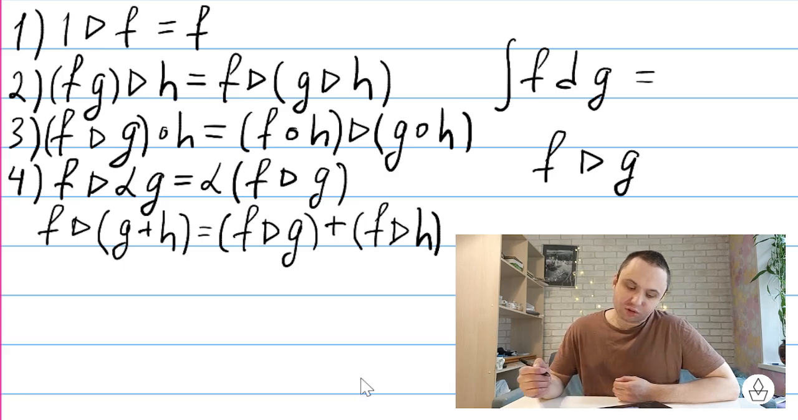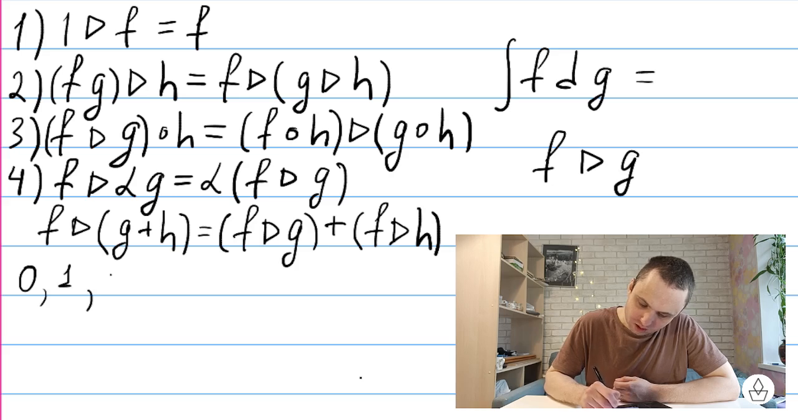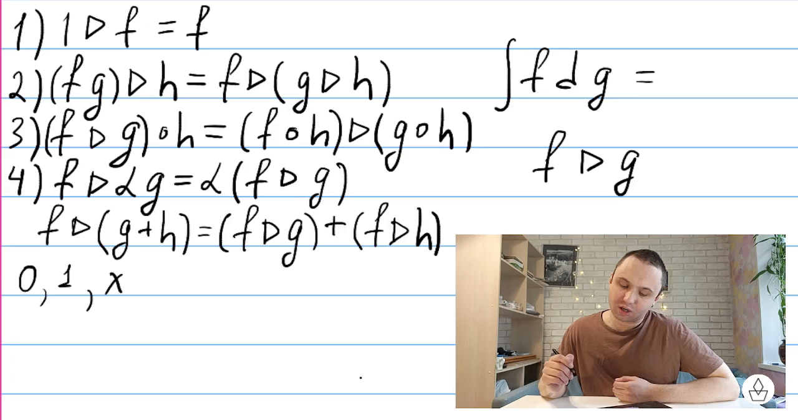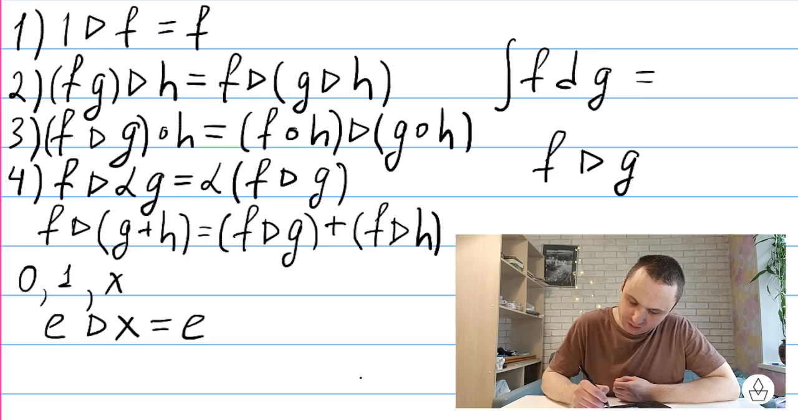We will also need two more special objects. So far, we have 0, 1, and x, the units for our operations. The integral doesn't really have a unit like that. Instead, it has an exponential object. When you integrate it with x, it stays the same. Exponent integral x is equal to exponent.